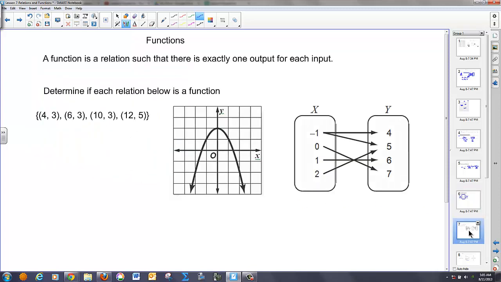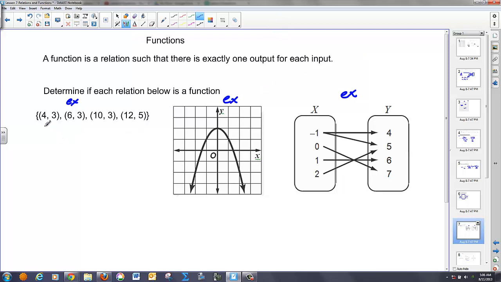All right, functions. Function is basically a relation such that there's exactly one output for every input. I have three examples here. Here's example 1, example 2, and example 3. And we want to determine if each of these is a function. So it says there's one output for each input.